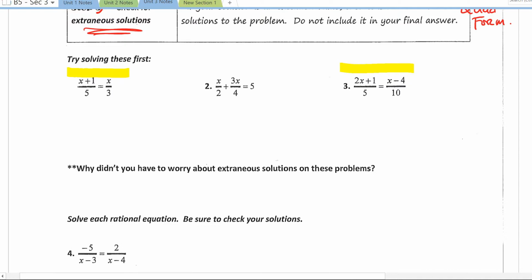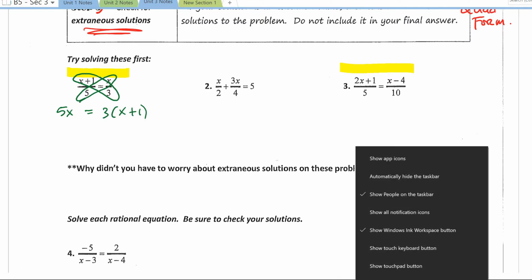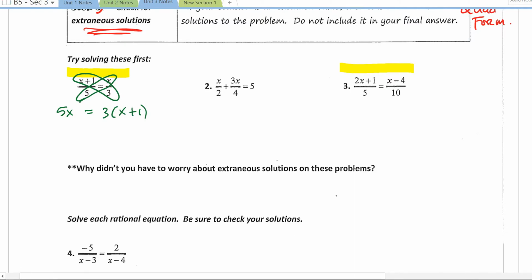When you have two fractions set equal to each other, the best way to solve this is to cross multiply. So I'm going to cross multiply my 5 times x and write down 5x. Then I'm going to multiply 3 times x plus 1, and I get 3 parentheses x plus 1. Then I need to distribute the 3 and solve for x. Distributing the 3 gives me 3x plus 3. 5x is on the left. Subtract 3x from both sides. 2x is equal to 3. Divide by 2, and x is equal to 3 over 2.